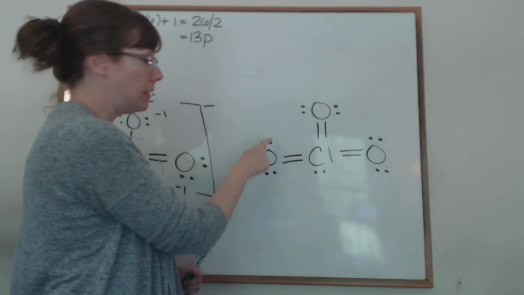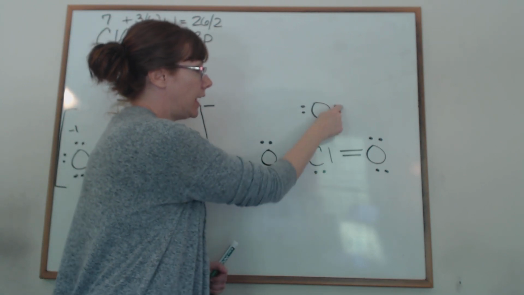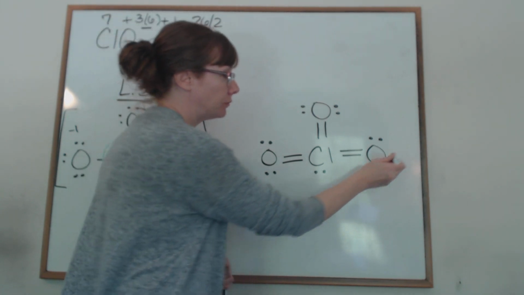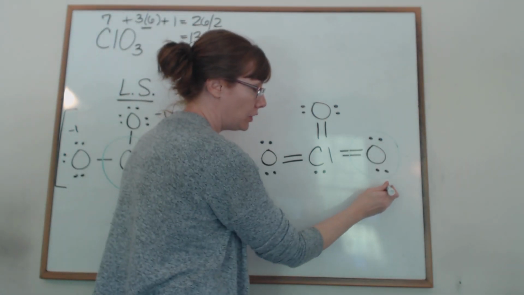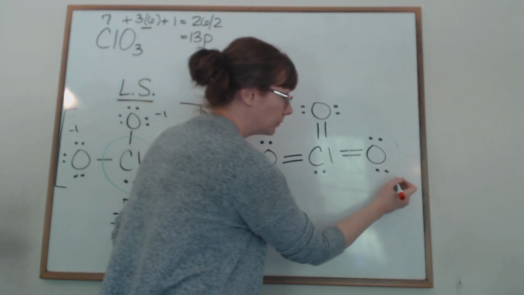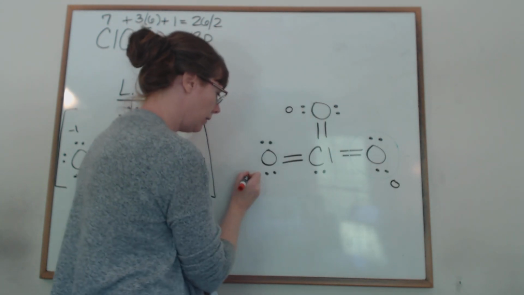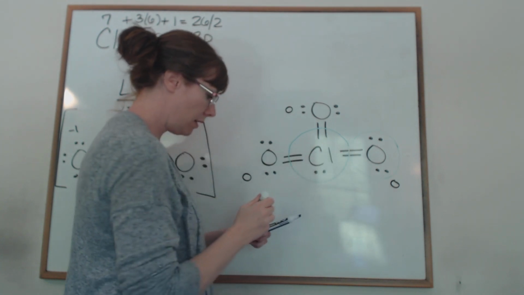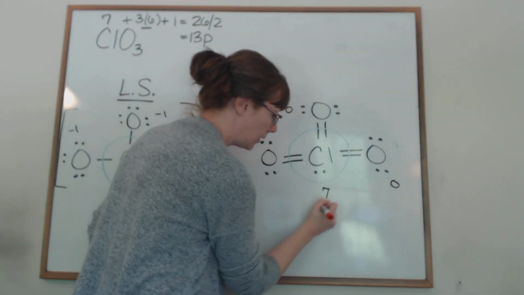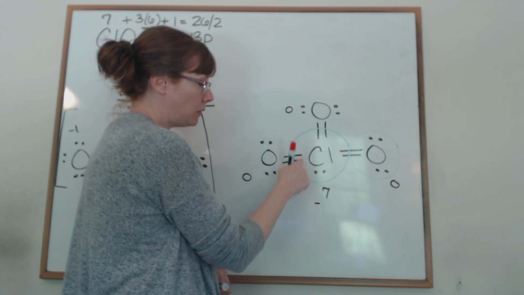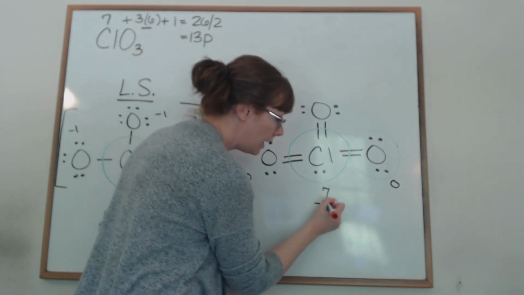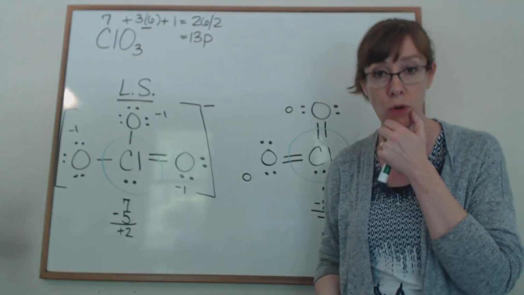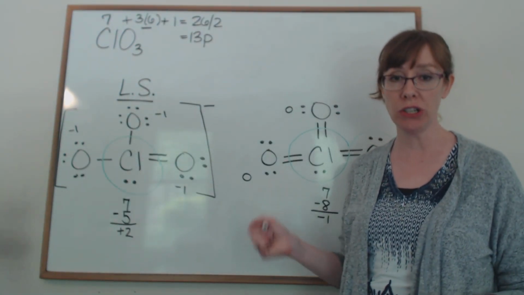Do I still use 13 pairs? 1, 2, 3, 4, 5, 6, 7, 8, 9, 10, 11, 12, 13. And what are the formal charges? The formal charge on this oxygen would now be 0, 0 on this one, 0 on this one. And what would the formal charge be on the chlorine? Well, it's supposed to have 7, and now it has 8. It now has a -1 formal charge. So this one has fewer formal charges.